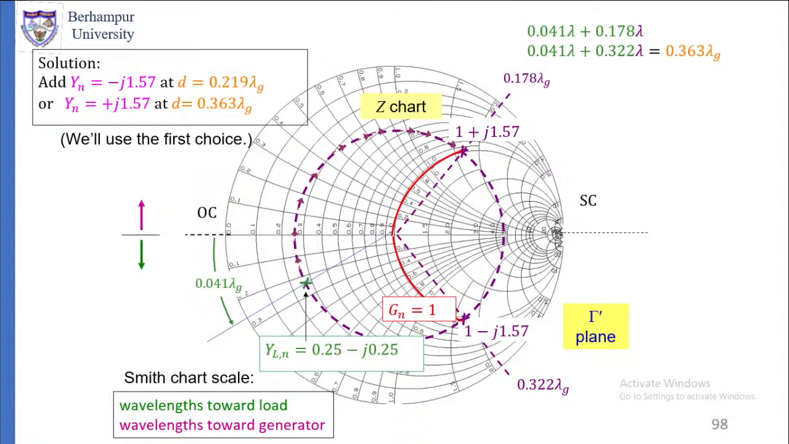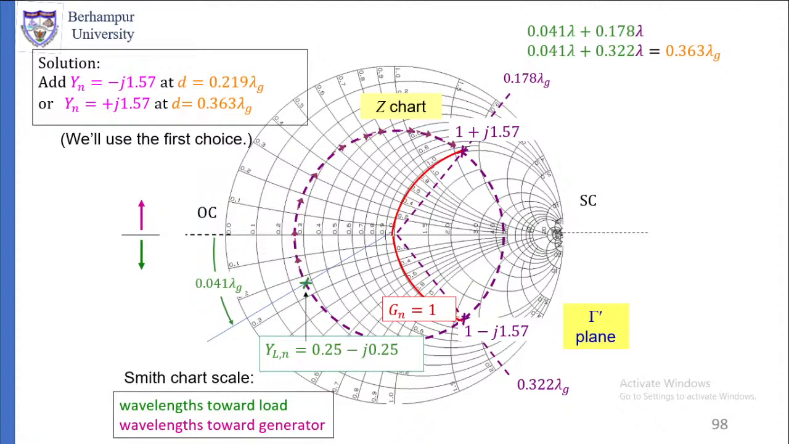It will intersect the G is equal to 1 circle at 2 points. So note those 2 points where it intersects the G is equal to 1 circle. Those points you can see on this Smith chart. On the upper half of the Smith chart, it intersects at the point 1 plus J 1.57. On the lower half, it intersects the G is equal to 1 circle at 1 minus J 1.57. So these are the 2 points where the constant VSWR circle intersects the normalized G is equal to 1 circle.